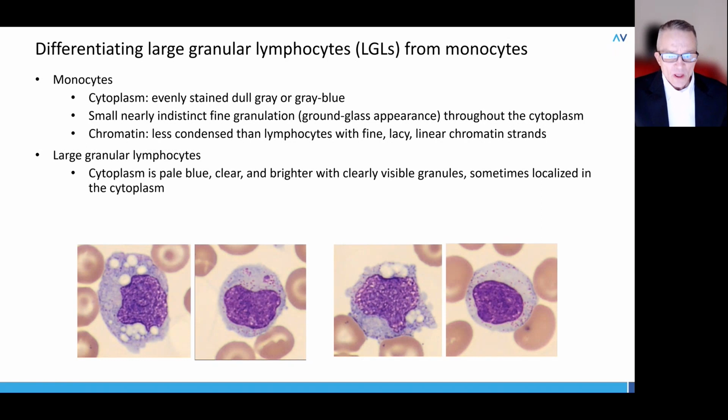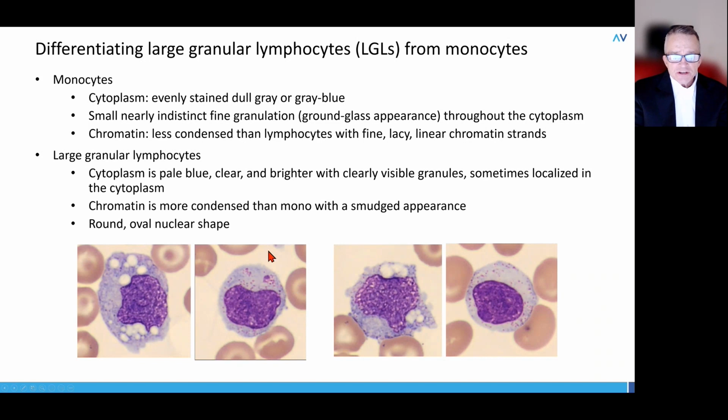LGLs, on the other hand, the cytoplasm is a pale blue. It's clear. It's not dull like this is dull. And of course, as I mentioned, you've got clearly visible granules. In monocytes, you can sometimes see the granules as well, but here, you should always see clearly visible granules. And like I said, sometimes they're in one part of the cytoplasm. Chromatin in an LGL is more condensed than in a monocyte. It doesn't have that lacy look. It's got a smudged, condensed pattern. And the nucleus of an LGL is typically round or oval or indented a little bit. The problem is in this patient, many of the lymphocytes had an irregular nuclear contour, so it complicated their classification.